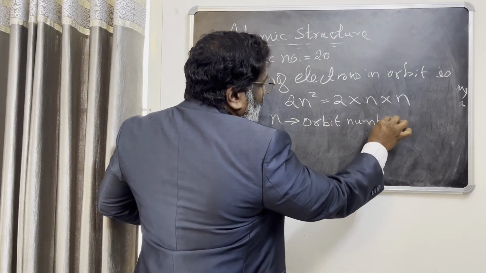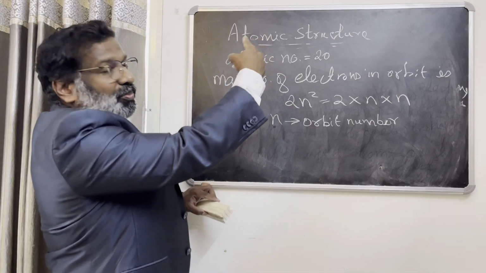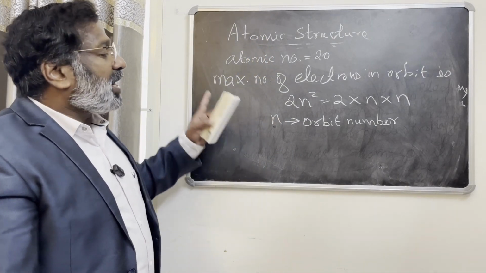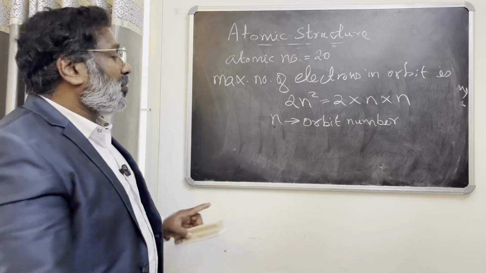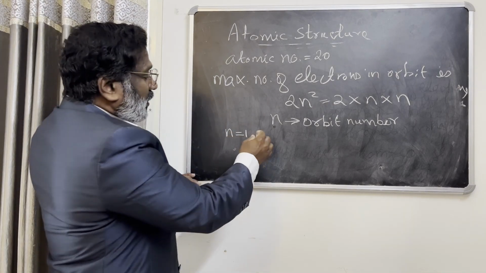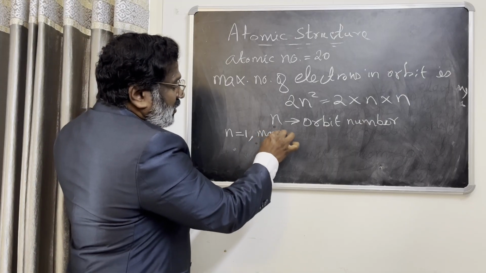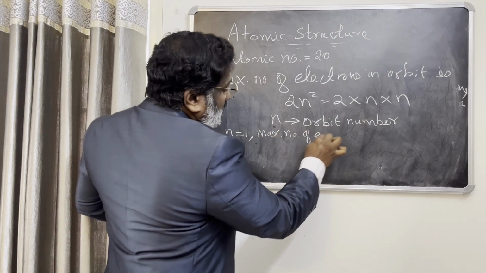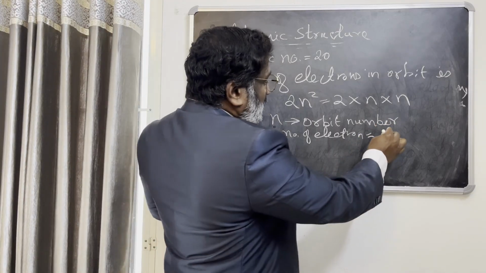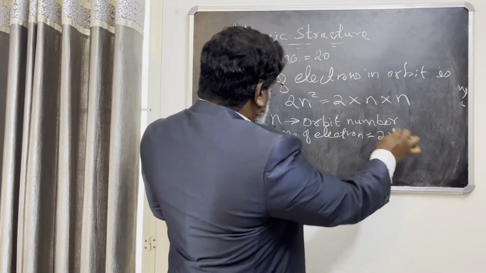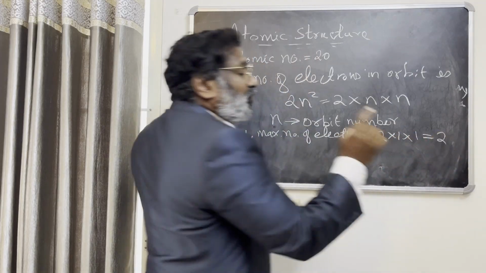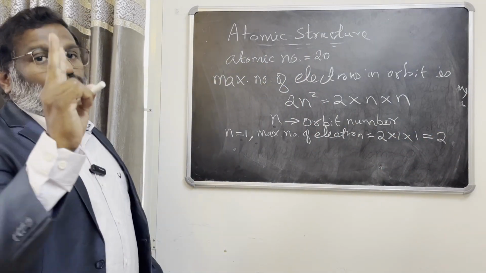The orbit which is nearer to the nucleus means n equal to 1. Next orbit means n is equal to 2, and so on. Now tell me, what is the maximum number of electrons that can be accommodated in the first orbit? First orbit means n equal to 1. 2n square, so 2 into 1 into 1, so 2. So the first orbit can accommodate only 2 electrons.